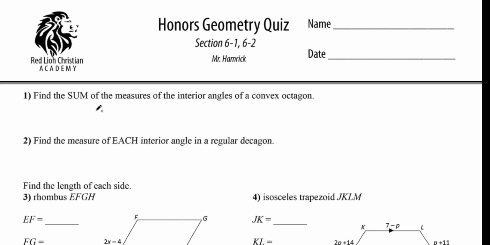How do you find the sum of all the measures? Do you remember the little formula? N minus 2 times 180, all right? The one on the test may not say octagon, and I'm looking at it right now, and it doesn't say octagon. There's another polygon that I give you right here, okay? But what would you do if it was an octagon on this quiz? It's supposed to be n minus 2 times 180. So what would you do? 8 minus 2 times 180, and then whatever that is.